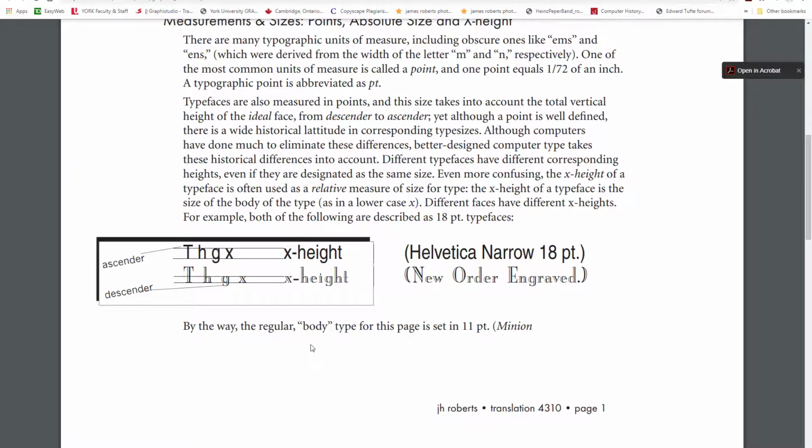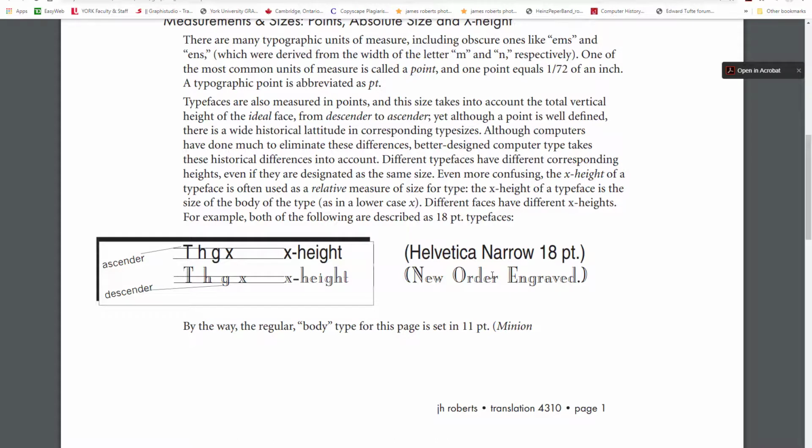Now, what are they ascending and descending from? The height of an X in the typeface. That's called the X height of the typeface. And guess what? Different typefaces of the same absolute height have different X heights. And that's where our perceptions come in, right? So look at this. These are both 18-point typefaces. Helvetica Narrow 18-point and New Order Engraved 18-point. Which looks bigger? Well, Helvetica Narrow does, because the X height is much higher.